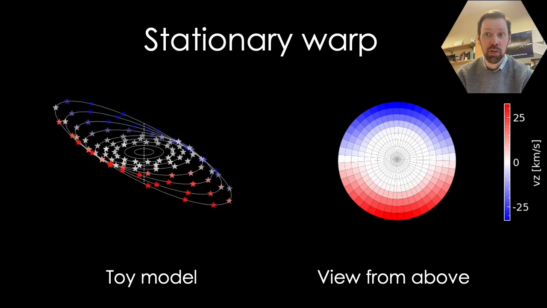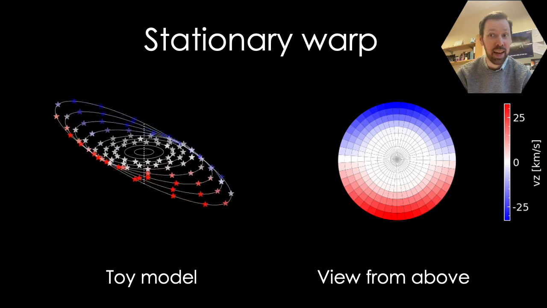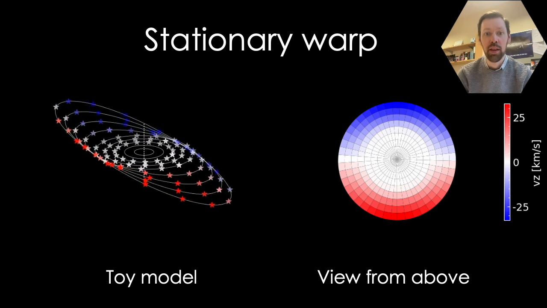What I've also drawn here is what's called the line of nodes. That's the dashed line. That's the point where the stars are going through z equals 0, so going through the plane of the rest of the disk. You might have noticed that that's also where the velocity of these stars is at their greatest, either upwards or downwards. So this was our static warp.